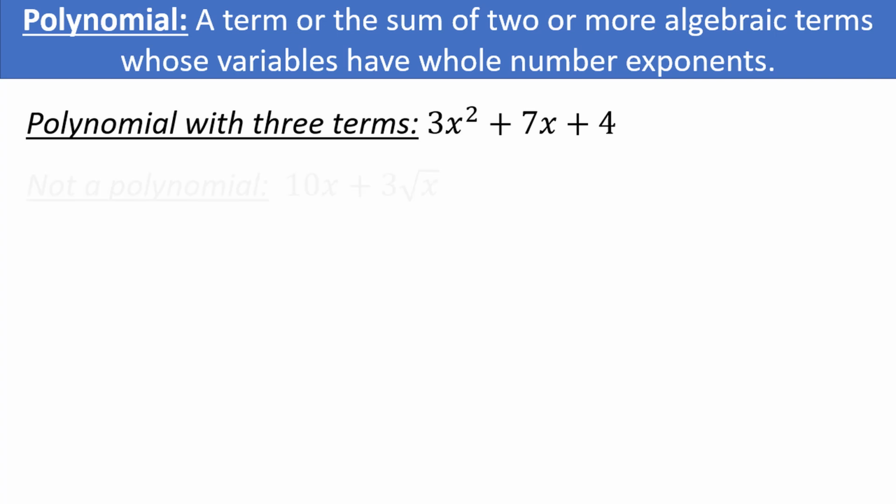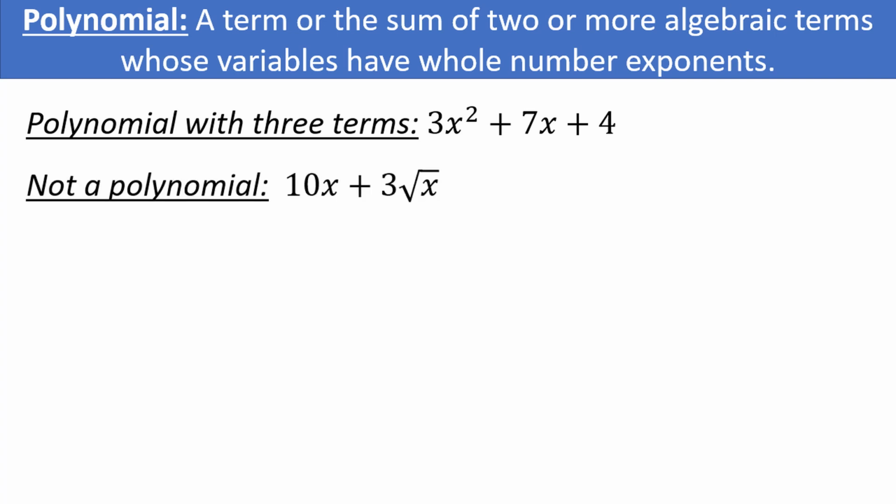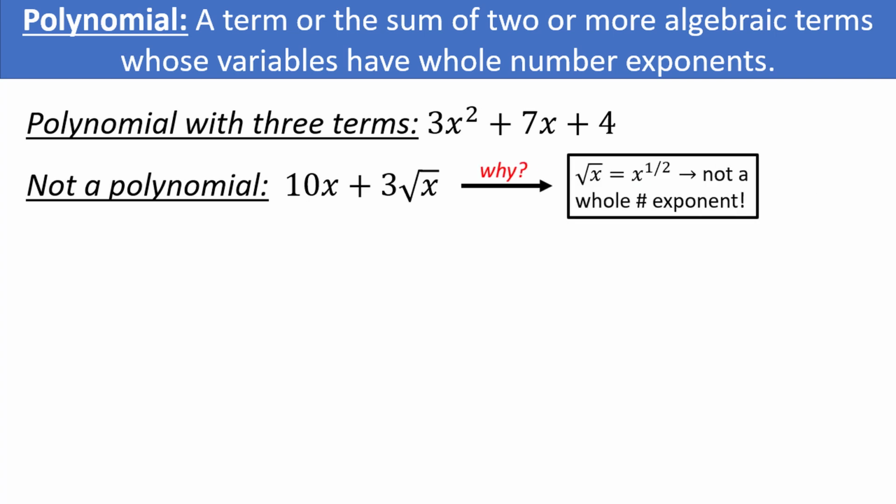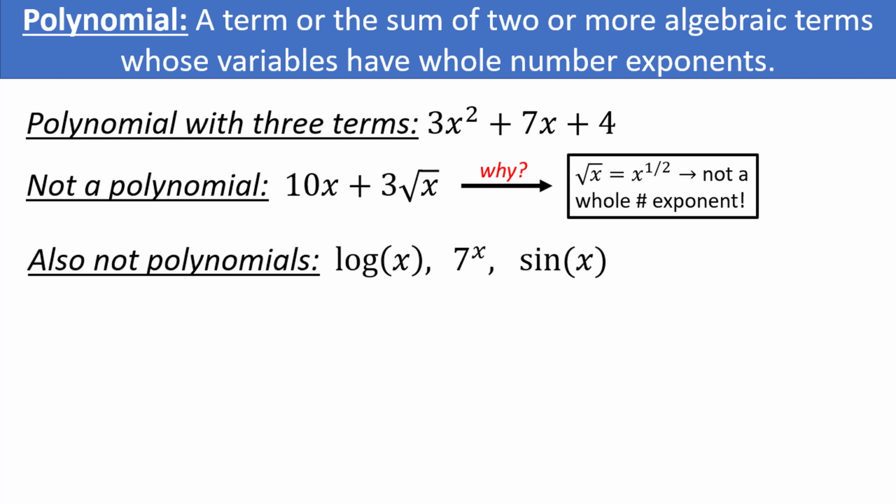The expression 10x plus 3 times the square root of x is not a polynomial, as the square root of x is the same thing as x to the 1/2 power, and only whole number powers are allowed for polynomials. Also, expressions with transformations of variables, such as logs, constants raised to variable powers, and trigonometric functions are not classified as polynomials.